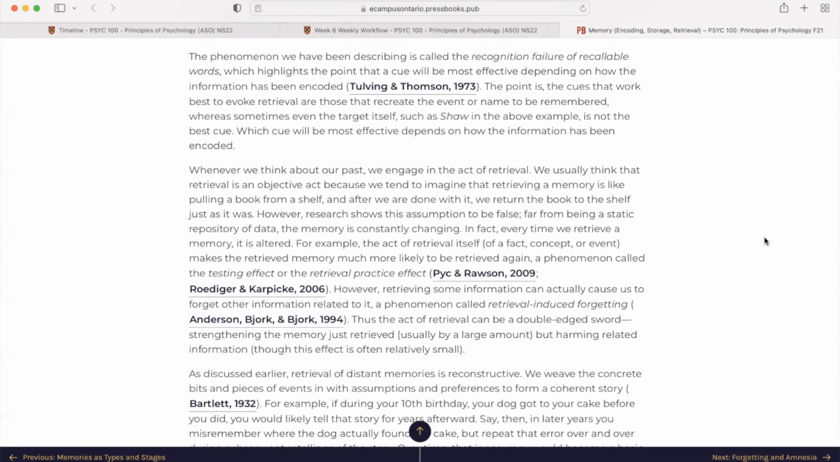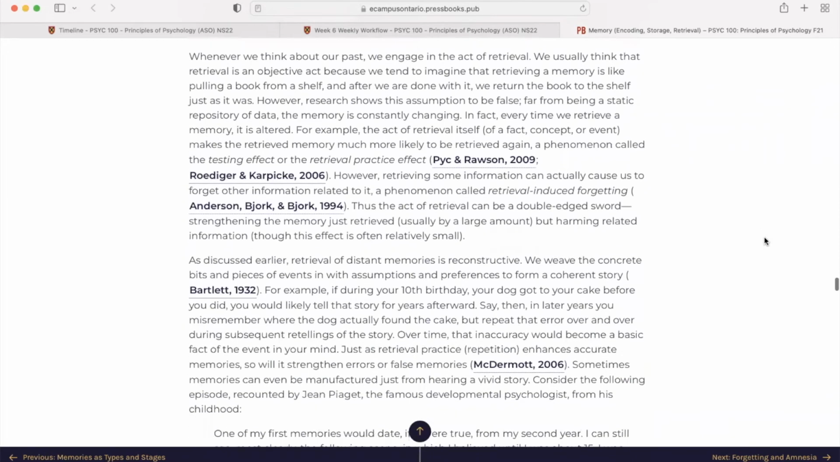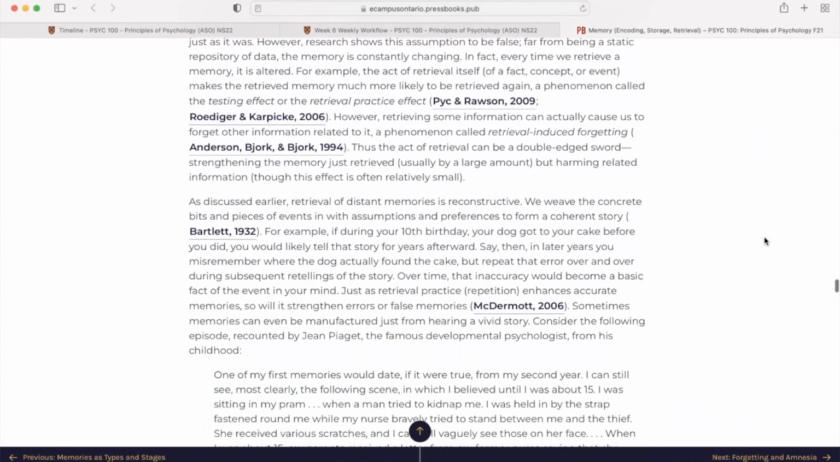For example, the act of retrieval itself, of a fact, concept, or event, makes the retrieved memory much more likely to be retrieved again, a phenomenon called the testing effect or the retrieval practice effect. However, retrieving some information can actually cause us to forget other information related to it, a phenomenon called retrieval-induced forgetting. Thus, the act of retrieval can be a double-edged sword, strengthening the memory just retrieved, usually by a large amount, but harming related information, though this effect is often relatively small.